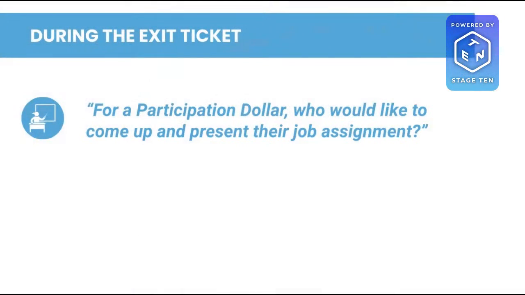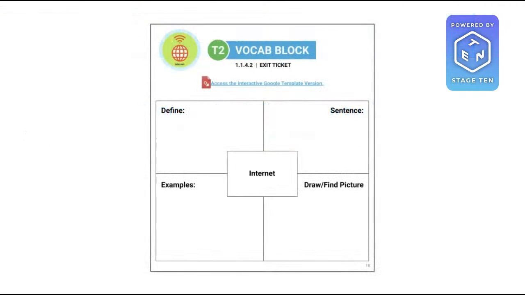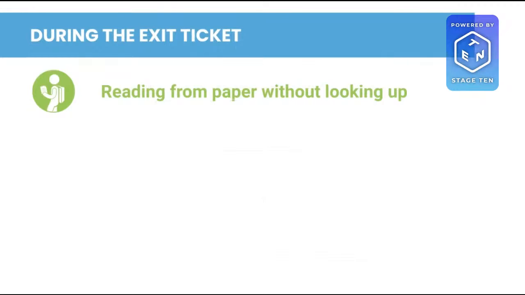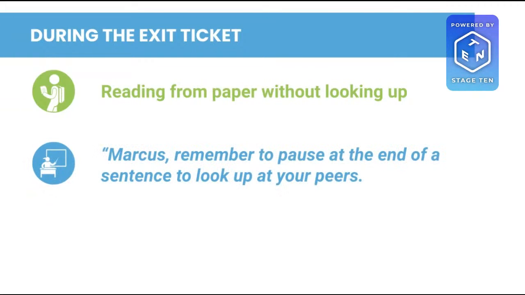The teacher will ask a student to present their exit ticket to the class by saying, "For a participation dollar, who would like to come up and present their job assignment?" Our Tier 1 student Marcus may have completed the vocabulary block resource, and he may require prompting to expand on his presentation. For example, he may read word for word on his paper without engaging his audience. The teacher could verbally prompt him by saying, "Remember to pause at the end of a sentence to look up at your peers."